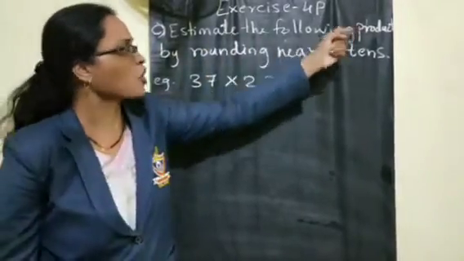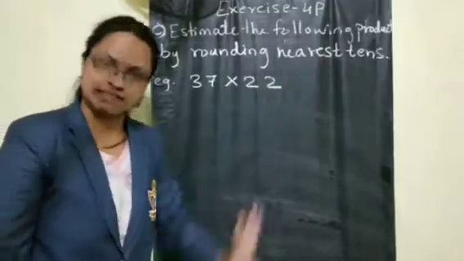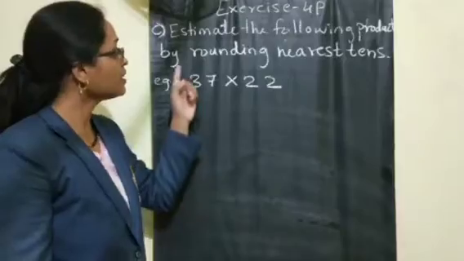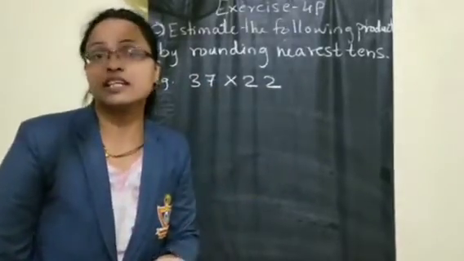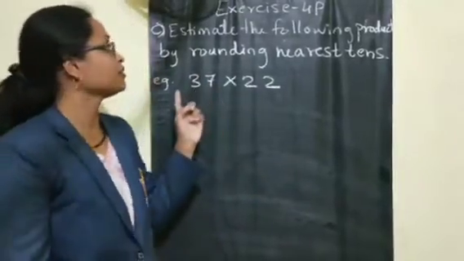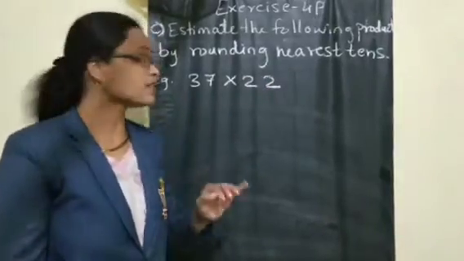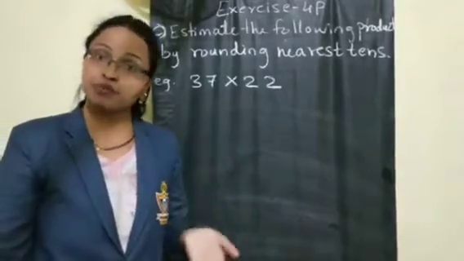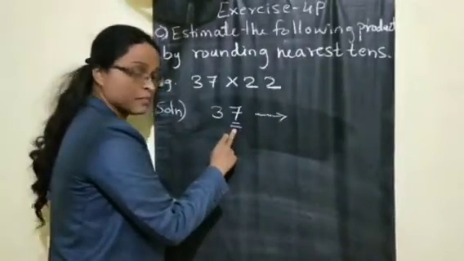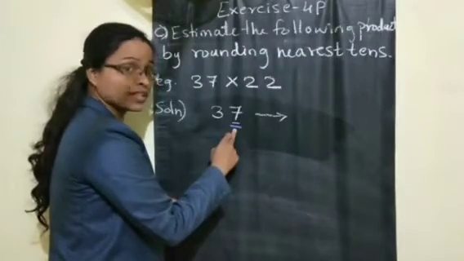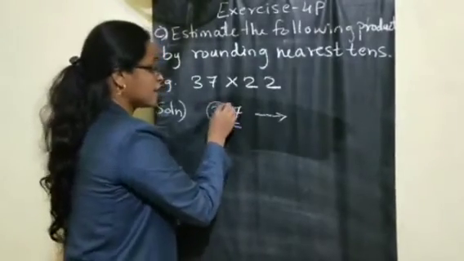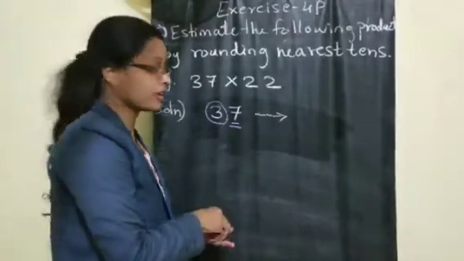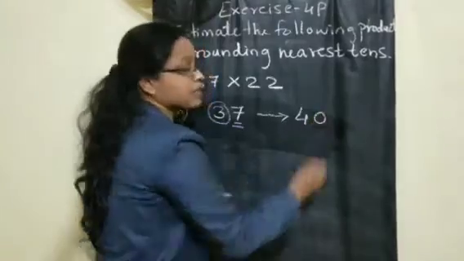4p. Let us see the C part. Estimate the following product by rounding to the nearest tens. So now here we have to estimate the product. Product means, children, multiplication. For rounding to the nearest tens, we have to round off at the tens place and then find the product. The ones place number is 7, which is more than 5. So the tens place number will change to the next number. This 30 will change to 40. So the rounded number is 40 here.